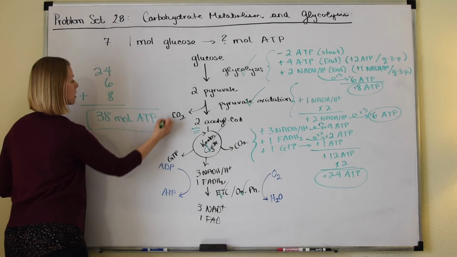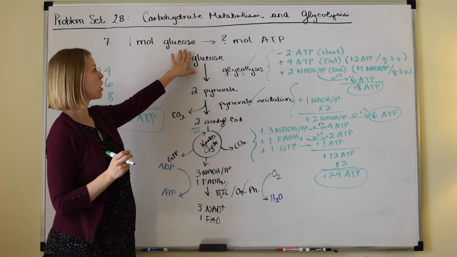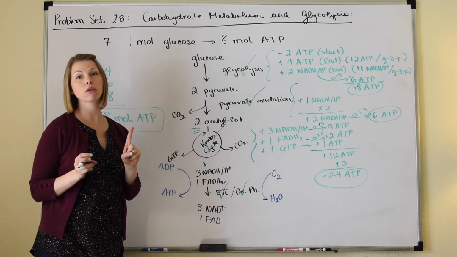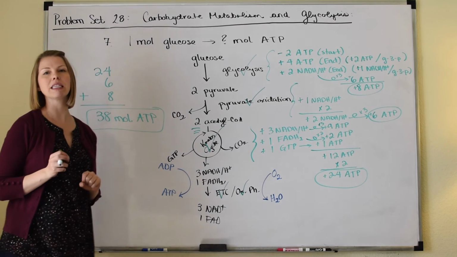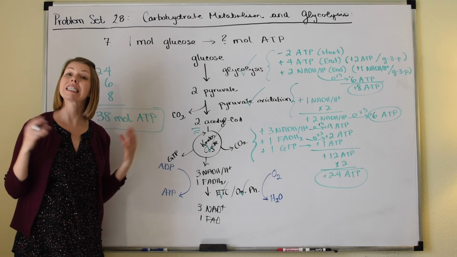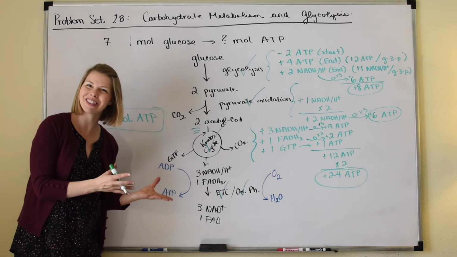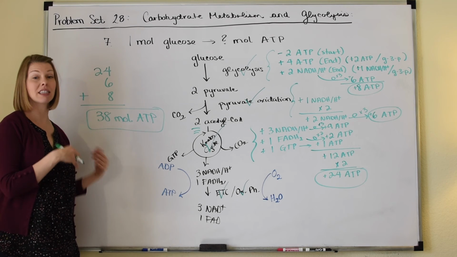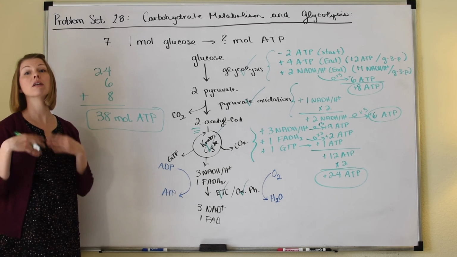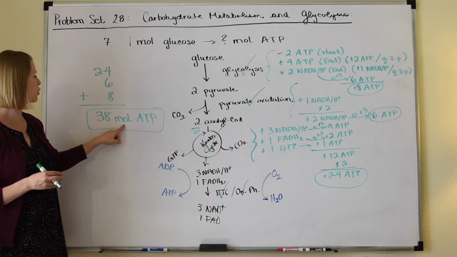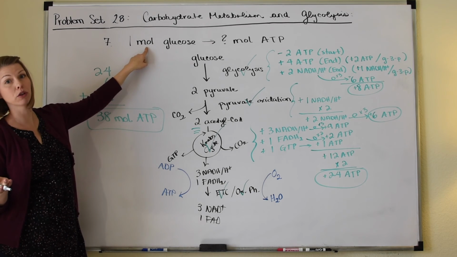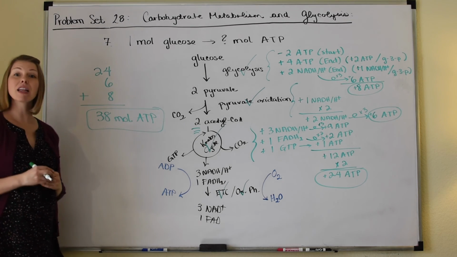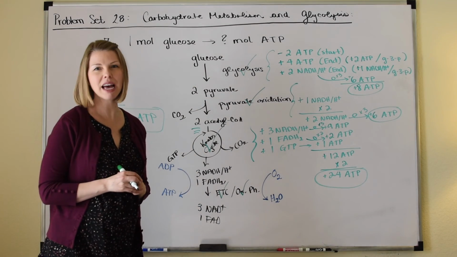Watch your units here. Because I said 1 mole of glucose, we want to give our answer in moles of ATP. 1 molecule of glucose would give us 38 molecules of ATP. 1 mole of glucose, which is 6.022 times 10 to the 23rd molecules, would give us the 38 moles of ATP. Okay, so 38 times the 6.022 times 10 to the 23rd molecules of ATP. So watch your units. Just because I was asking for 1 mole of glucose, make sure you put your answer in moles of ATP.